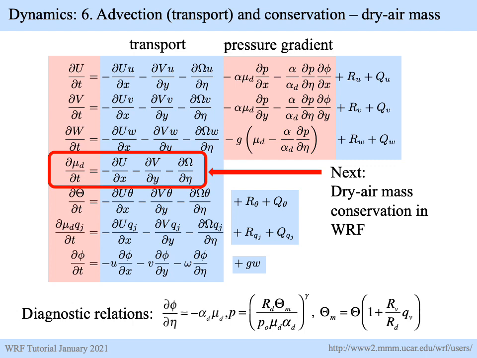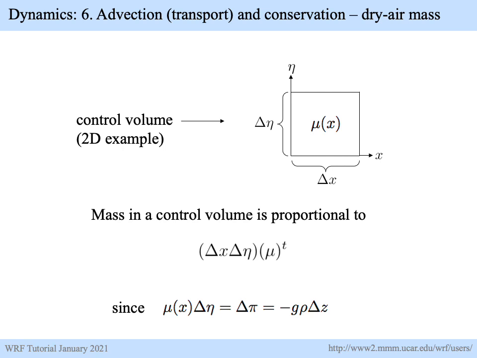So the first step in understanding how transport works, let's look at the equation for the column mass mu d that we use as a prognostic variable in WRF. Here is another depiction of the control volume, a vertical cross-section, and we're just going to look at one horizontal dimension and the vertical dimension. It's sufficient to understand how mass is conserved, in this case dry air mass. The mass in that control volume is going to be equal to the area of the control volume, delta x times delta eta, times the value of the dry air mass in that volume, mu, because delta eta will be the fraction in that volume in the vertical.